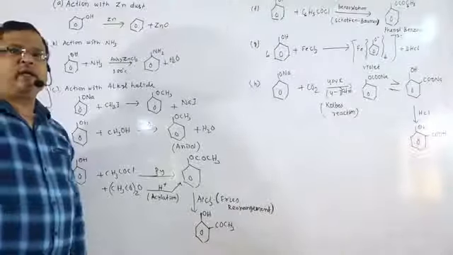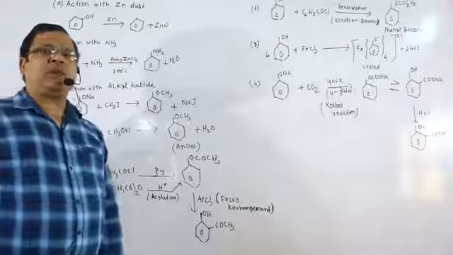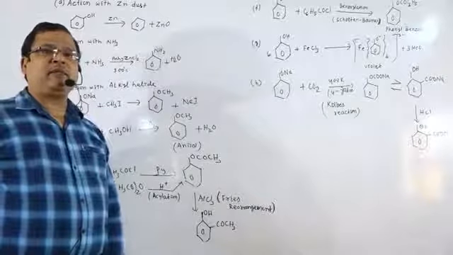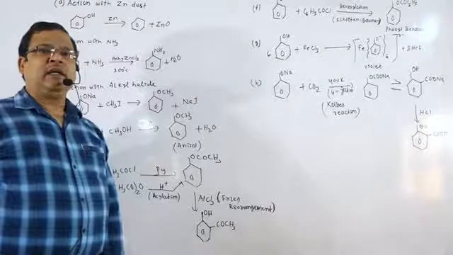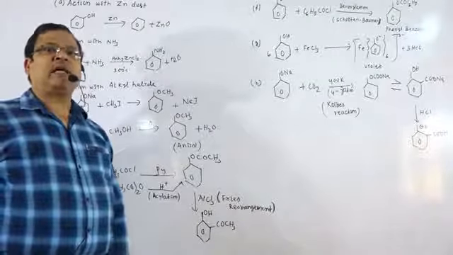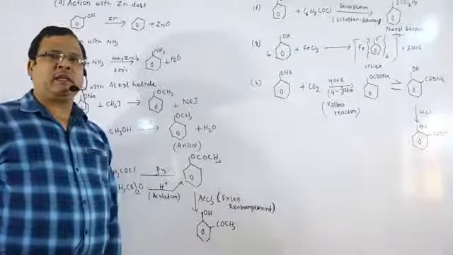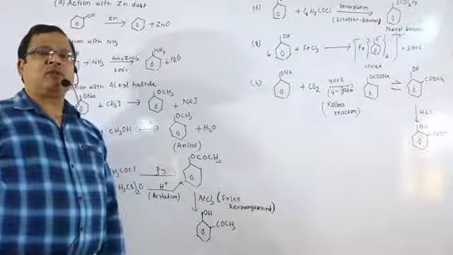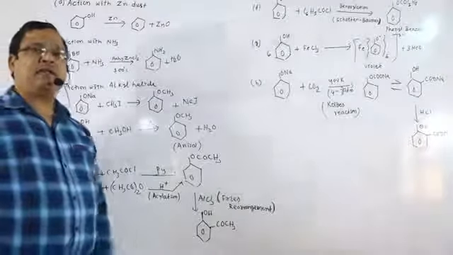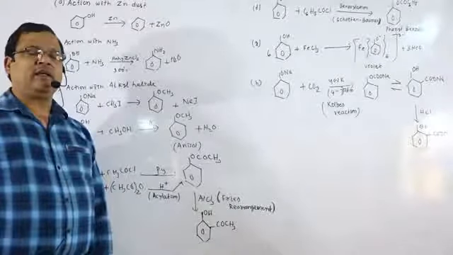Dear students, today we will start the different properties of phenol. In the last class we discussed a very important reaction, the Reimer-Tiemann reaction. The Reimer-Tiemann reaction is the reaction of phenol with chloroform, or carbon tetrachloride, in presence of NaOH at 340 Kelvin or 343 Kelvin, and there is the formation of orthohydroxybenzaldehyde or orthohydroxybenzoic acid, depending upon whether we have taken chloroform or carbon tetrachloride.